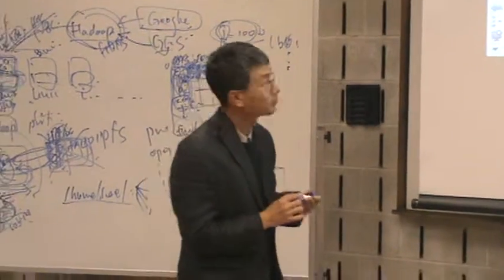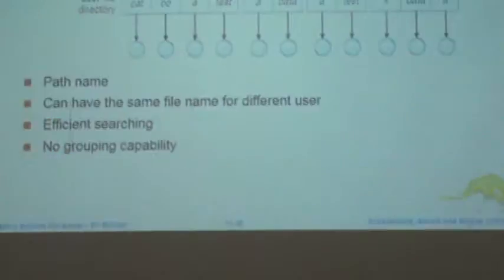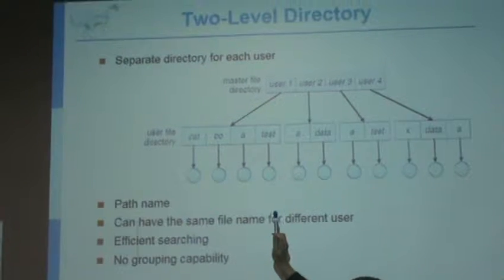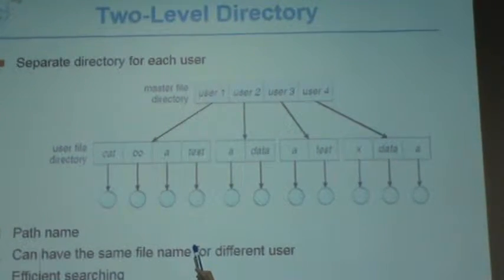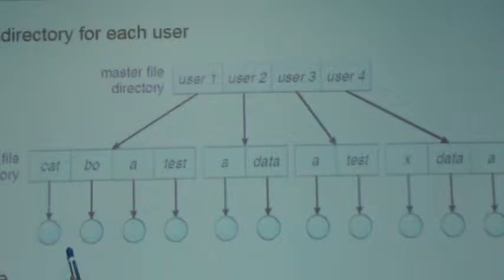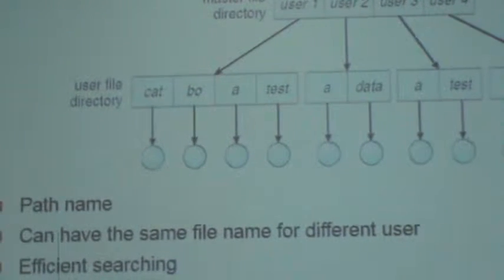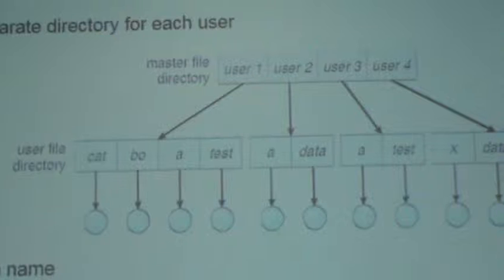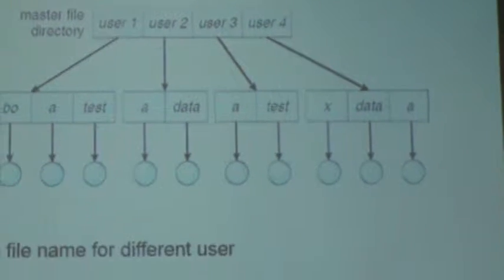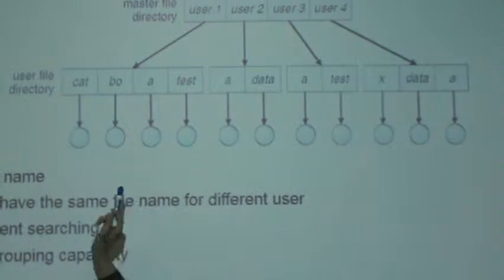The same idea. But when you have a multi-level directory structure, to access the file you need to specify the path of the directory. So this file is from user 1, then cat, then finally the file. Otherwise, if you are using only the file name, there might be a file with the same name, so it can be confused. So you need to use the path.